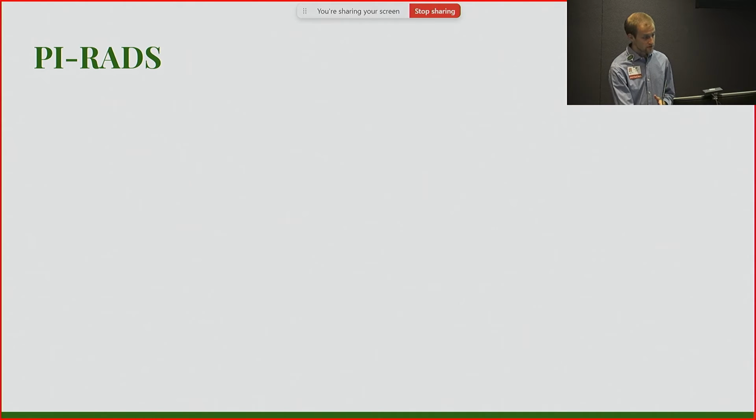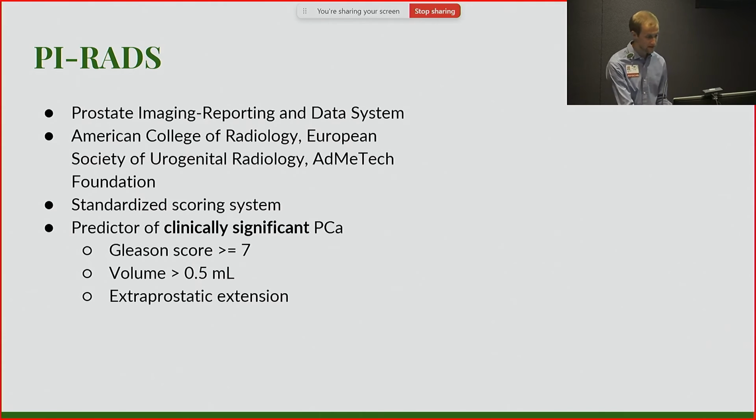The PIRADS scale I've referenced a couple times. This is a standardized scale for rating prostate MRI. A lot of primary care providers who order mammograms may know the BIRADS scale. It's very similar to that, just for prostate. It's the Prostate Imaging Reporting and Data System.